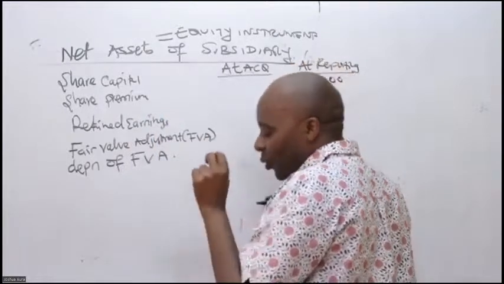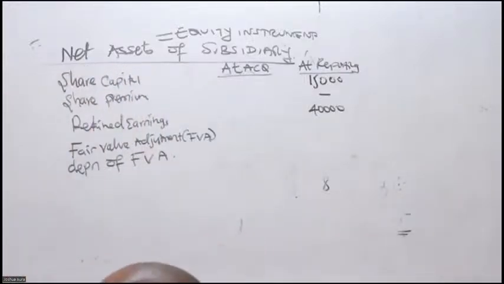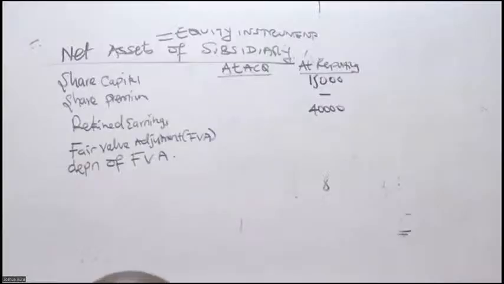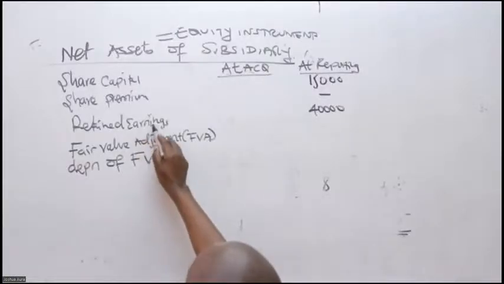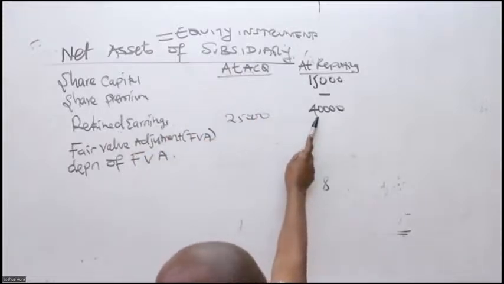And then you read the question again. What do we have here? They're telling us that on 1st January 2021, Singapore company paid 90,000 for a controlling interest of 80% in Marina Bay company's equity, when the retained earnings of Marina Bay were 25,000. So retained earnings at acquisition are 25,000, and retained earnings at reporting are 40,000.